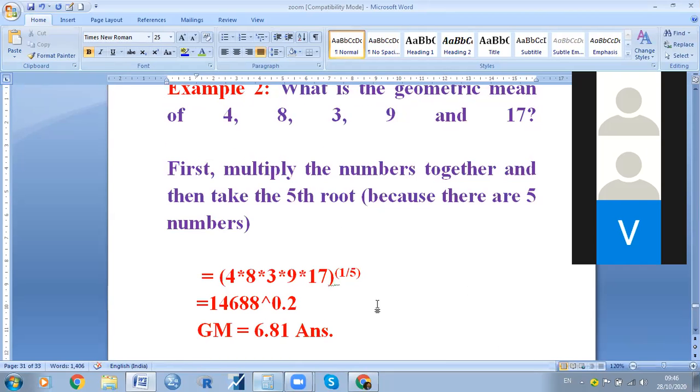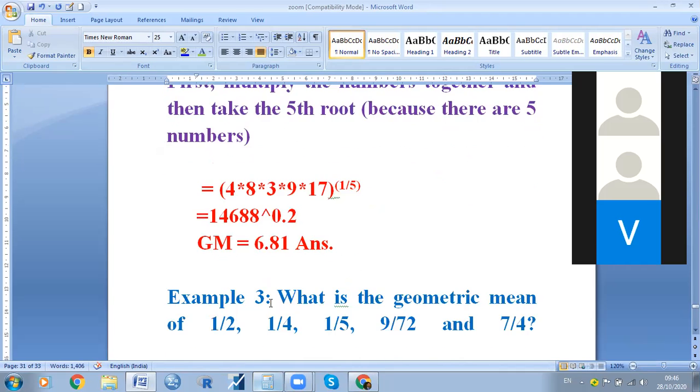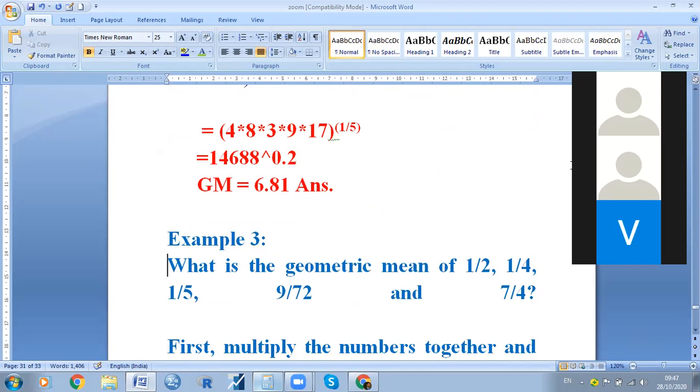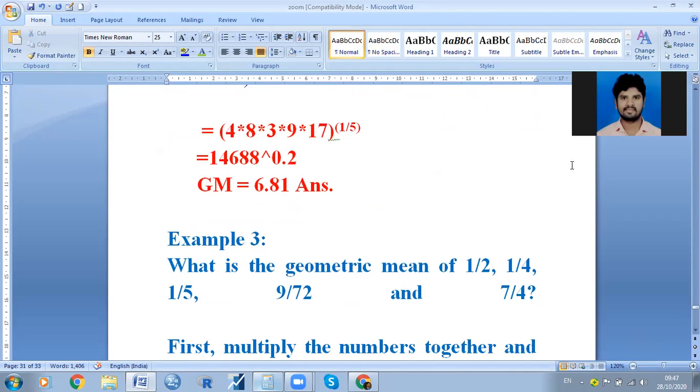Okay. So these are very simple and we can calculate them. But when they give it in another way, for example, a third example, if they ask the question like this: what is the geometric mean of 1 by 2, 1 by 4, 1 by 5, 9 by 72, and 7 by 4? How can we calculate this?